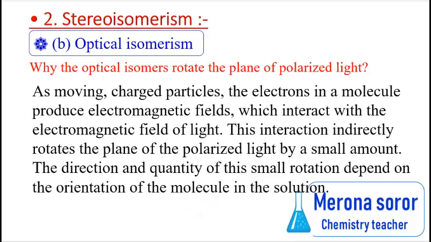As moving, charged particles, the electrons in a molecule produce an electromagnetic field, which interacts with the electromagnetic field of light. This interaction indirectly rotates the plane of the polarized light by a small amount. The direction and the quantity of this small rotation depend on the orientation of the molecule in the solution.